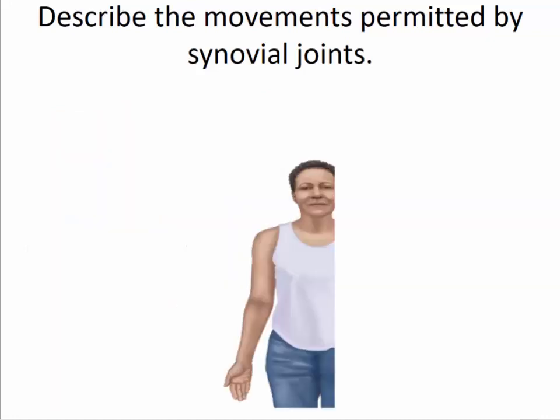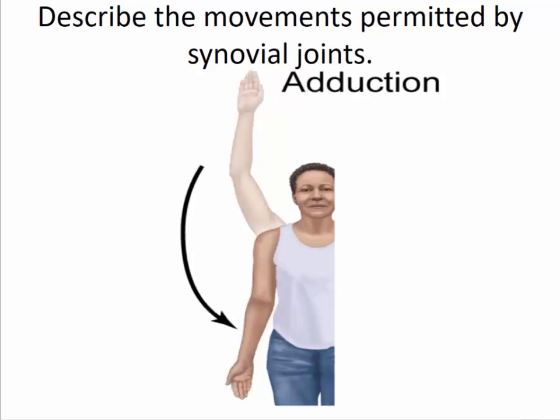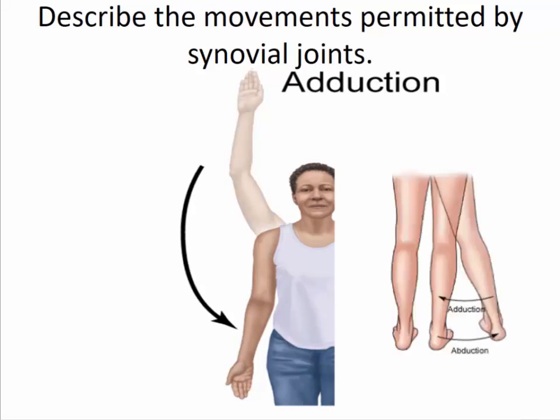Another set of movements are abduction. This person moves their hand directly out to the side and then above their head. They have abducted their arm. Abduction is referring to the movement of a limb away from the midline of the body. The opposite to abduction is adduction, moving towards the midline. When we look at the leg here, we can have abduction, moving your leg out to the side, and then adduction, moving it back towards the midline.